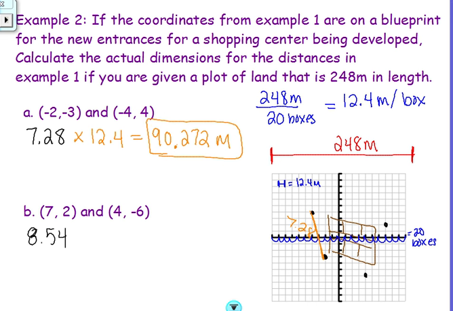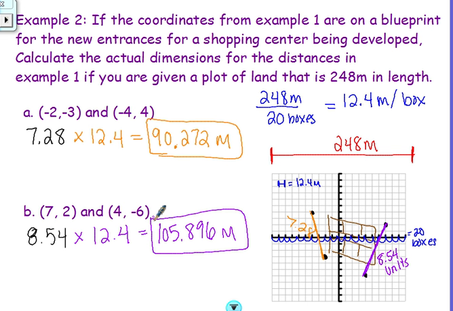Then if we did 7, 2, and 4, -6, from 7, 2 to 4, -6 this way, this was a total of 8.54 units. But I need to convert that to meters. So I could take 8.54 and times it by 12.4 and get from this point to this point, from 7, 2 to 4, -6, it's 105.896 meters far.